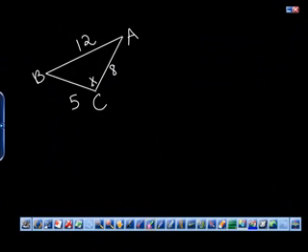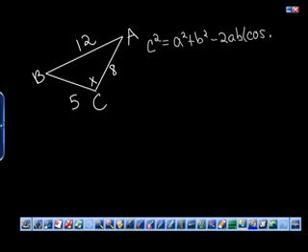Since we're finding angle C, we want side C to be the one in our equation. So our equation should look like this, and I'm just writing the equation, not the numbers in it. The reason I chose to do it this way is that I need to find this angle, so I need this angle in my equation. And the side opposite of the angle is what goes in there. Now let's start plugging in numbers.